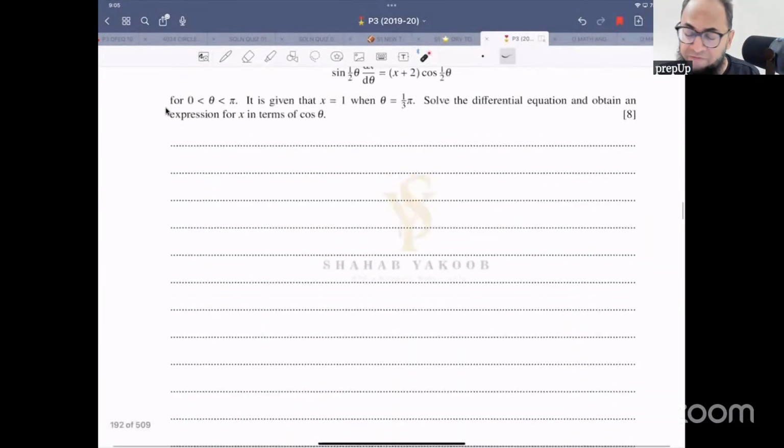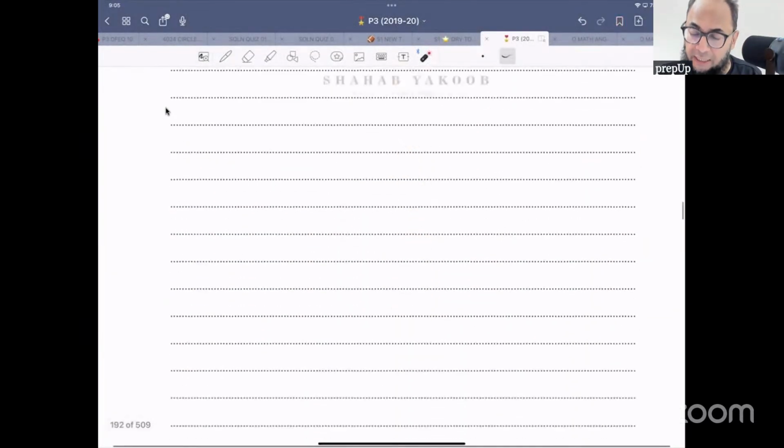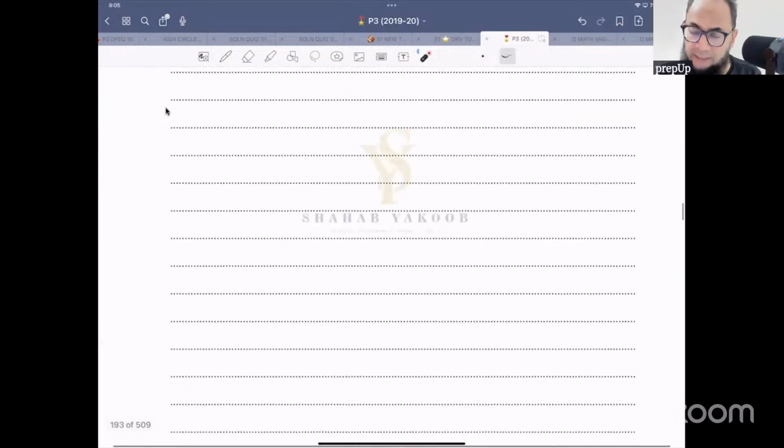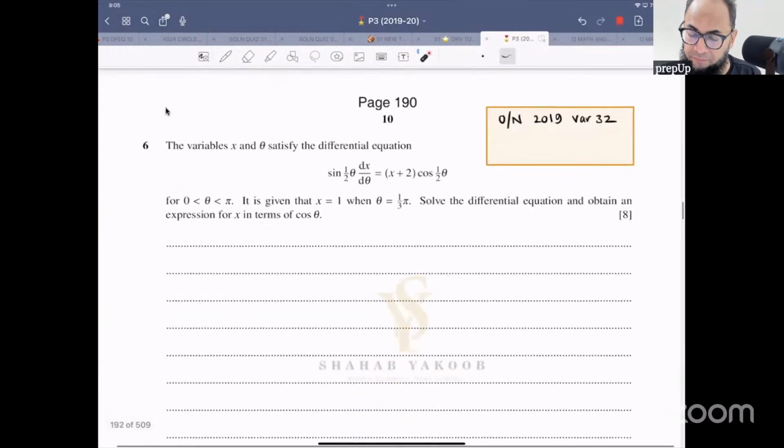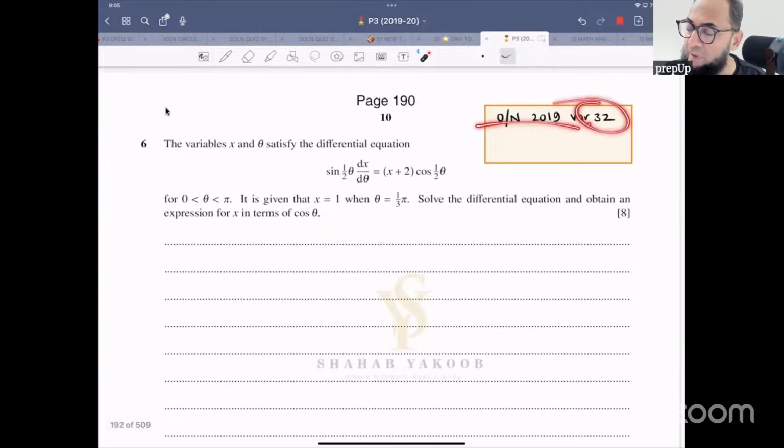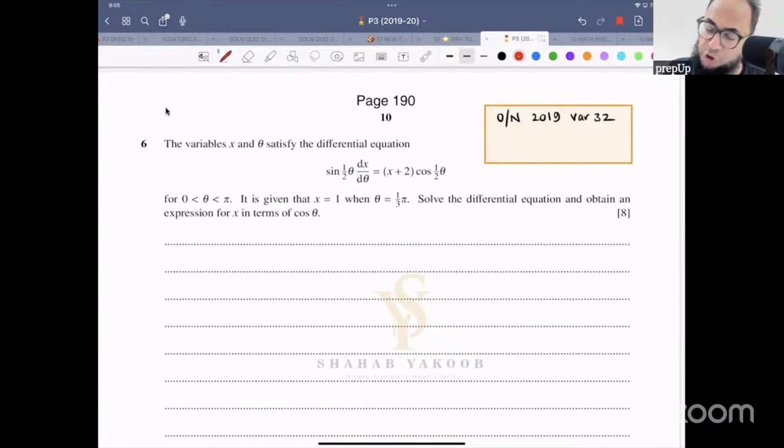And we are on the last question. That is for 8 marks and 2 pages are given. Now this is October-November 2019, variant 32. Now the question is, let me highlight it. The variables x and theta satisfy the differential equation sine half theta dx by d theta is cos half theta, and we also have x plus 2.